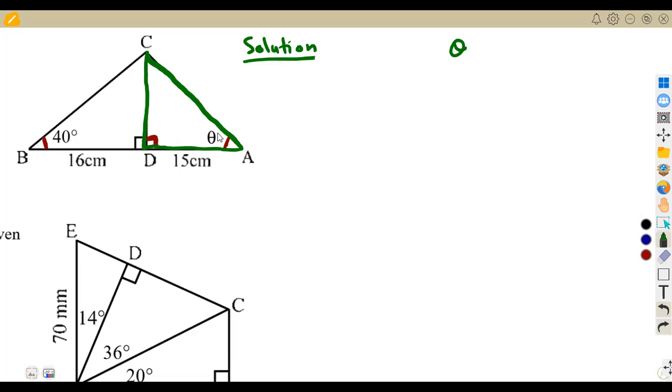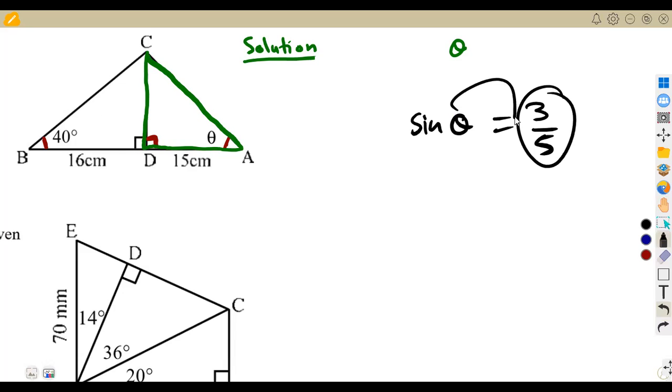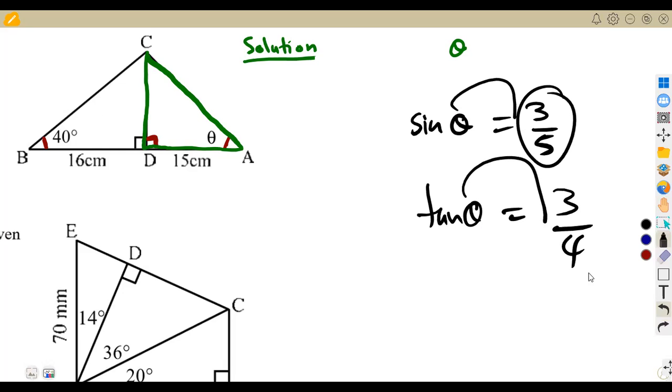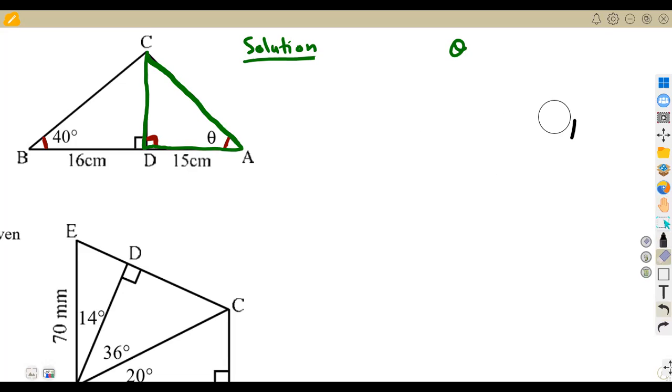Remember, in order for you to find an angle under trigonometrical ratios, you must have at least two sides so that it gives you a ratio. Maybe sine theta is equal to 3/5. You have got two sides, then you can use arcsine to find the angle. Maybe it's tan of theta, which is 3/4. Then to find theta, arctan, you must have two sides. But in this case, we do not have two sides. We're just given one side, which is AD.